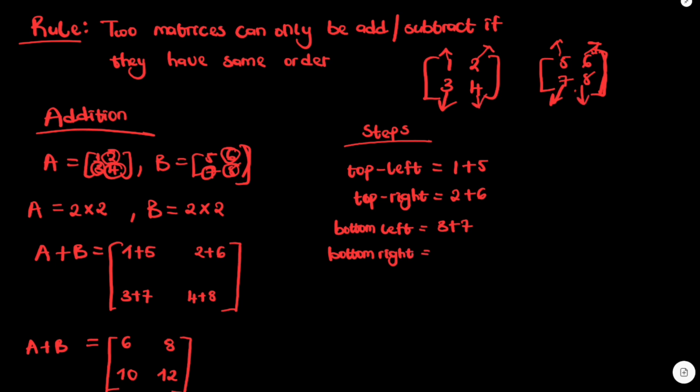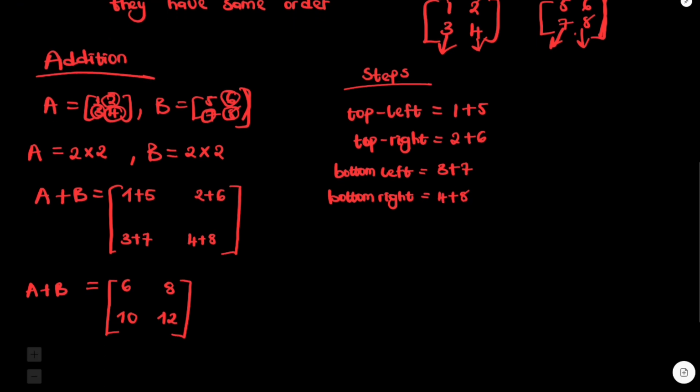That is 4 and 8, so they can be added. And that is how we came out with these values. This is 6, this is 8, this is 10, and this is 12. So those are the simple steps.